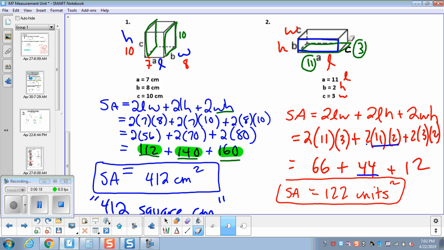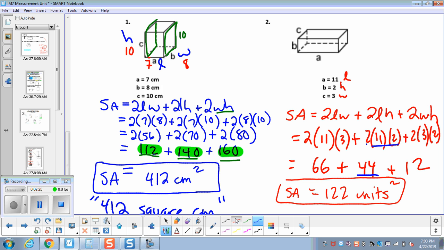And now I'm just going to erase some stuff in my picture for the last calculation that we have. And it's supposed to be 2 times width times height, so the width times the height. The width, once again, is C, so the width times the height is going to be this side. And so the width here is the 3. The height is B, which is 2. And so we just get a 2 by 3, which is 6. Double it up, you get 12. And when we add these 3 values together, we get 122 square units.